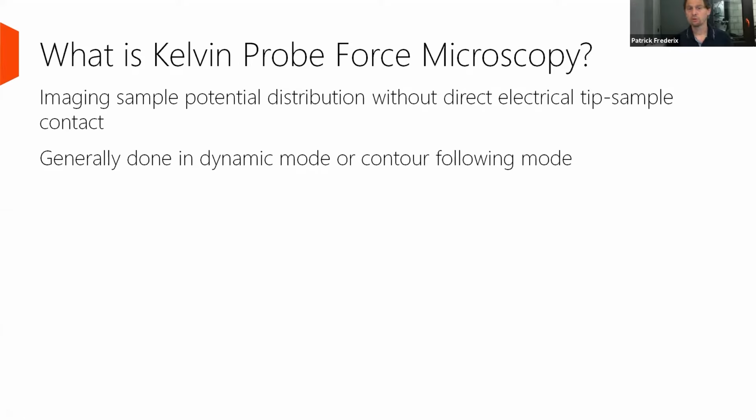So what is Kelvin Probe Force Microscopy? It's not a temperature measuring microscopy. For that you have scanning thermal microscopy. But with Kelvin, you image the sample potential distribution without being directly in electrical tip-sample contact. In general, it's done in dynamic mode, either directly or in the so-called contour following mode. I'll get back to that later in the slides.